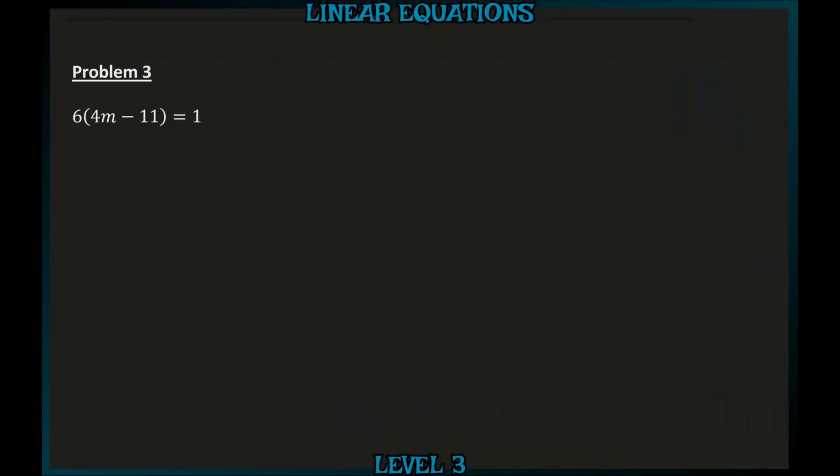In problem 3, we're solving the equation 6 multiplied by 4m minus 11 is equal to 1. Now on the left-hand side, we'd first like to remove the brackets, and we need to do this by expanding them. So we start by multiplying 6 by 4m, which gives us 24m, and then multiplying 6 by minus 11, which gives us minus 66. On the right, we still just have 1.